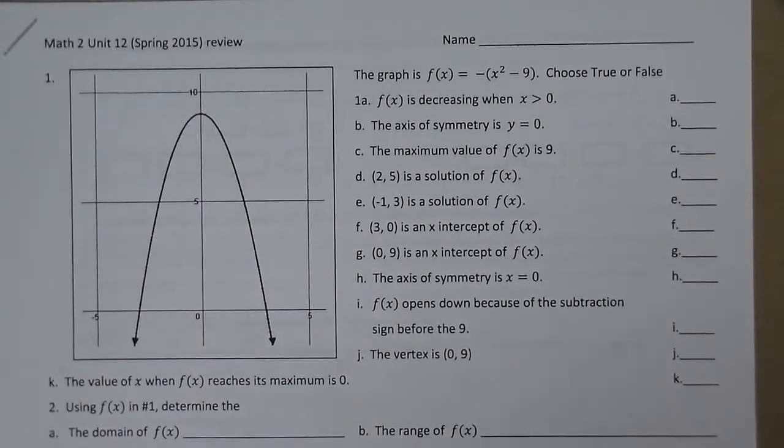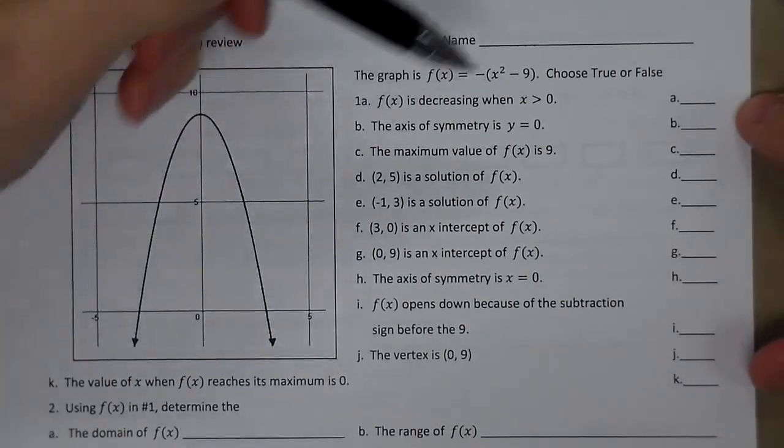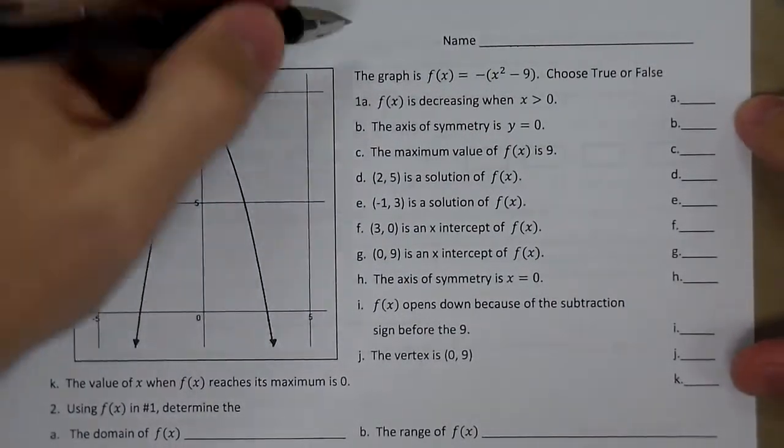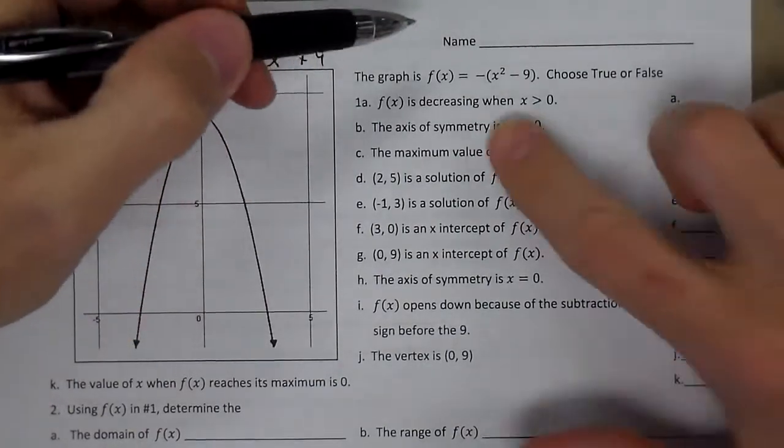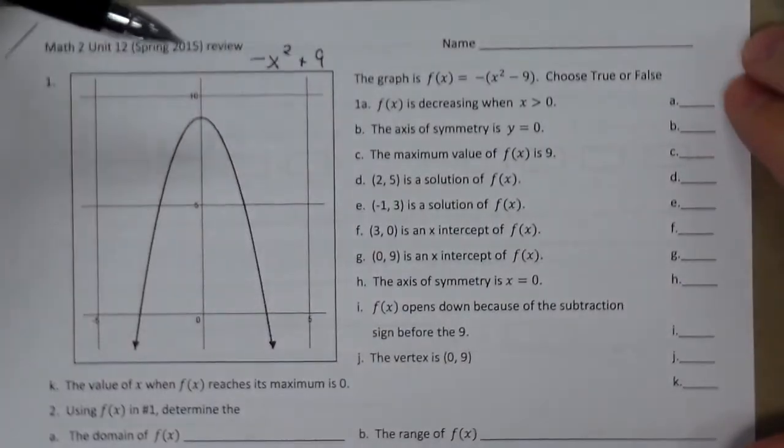We're looking at the Math 2 Unit 12 review. So we'll start with number 1 here. We're looking at a graph of negative x squared minus 9. Let's rewrite this as just negative x squared plus 9. If I distribute out the negative, it makes it a little bit clearer to see.